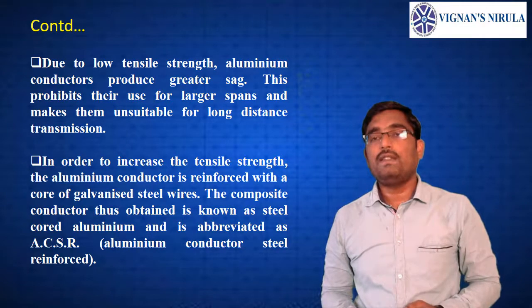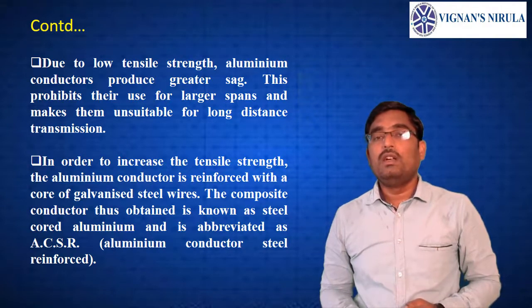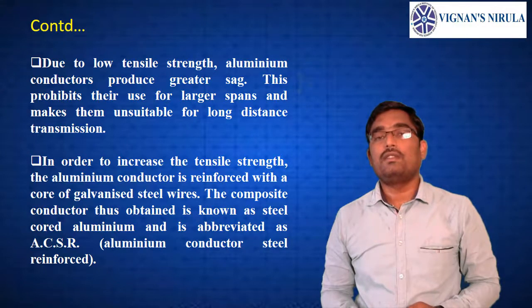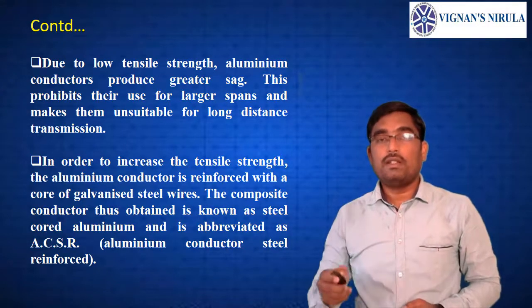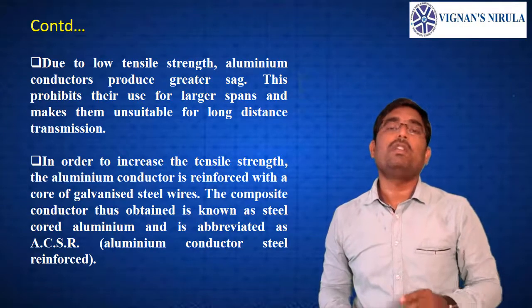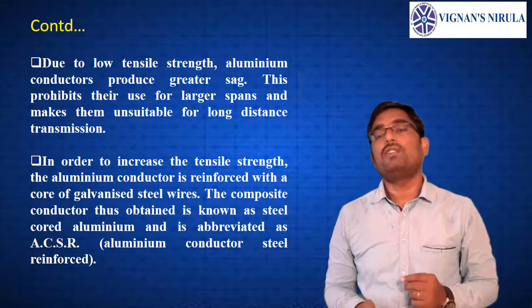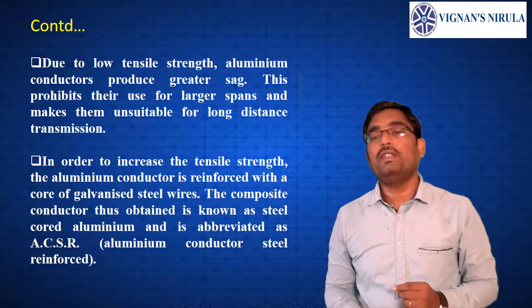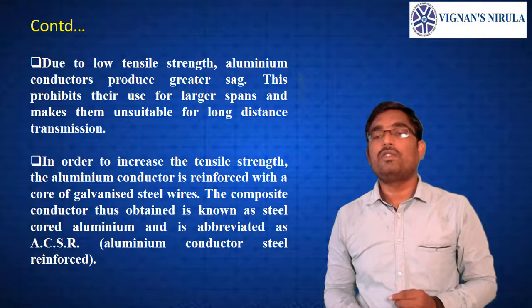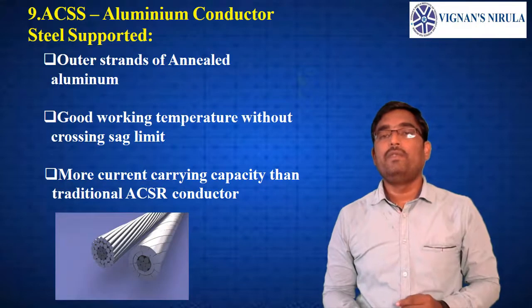Next, in order to increase the tensile strength, the aluminum conductor is reinforced with a core of galvanized steel wires. As I already told you, the central core contains a steel core. Surrounding the steel core, there may be a number of layers of aluminum strands. Because of this, the tensile strength will be increased, which creates the aluminum conductor steel reinforced, ACSR, conductors.